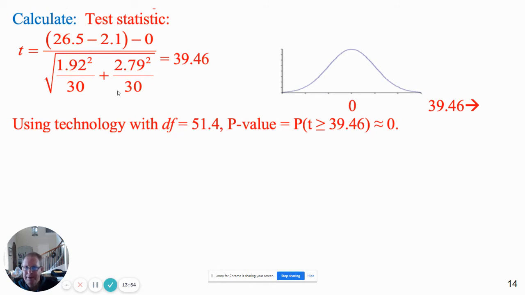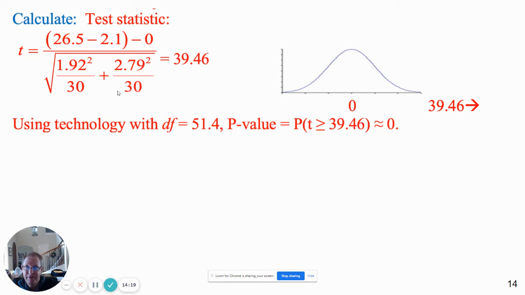So, I can write it just like this, using technology with the degrees of freedom that my calculator told me, 51.4. My p-value is approximately 0. If I want to write it as a complete probability expression, I can say the probability of getting a calculated t greater than or equal to 39.46 is approximately 0.